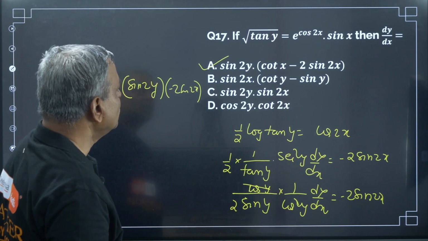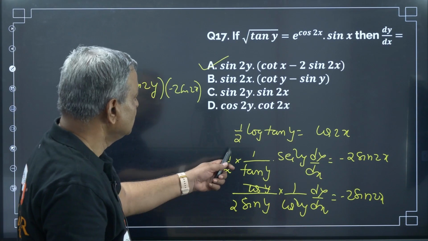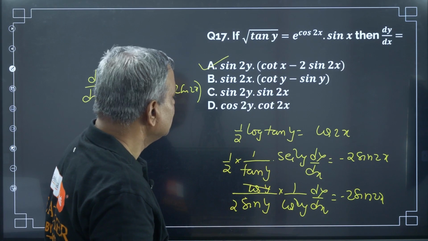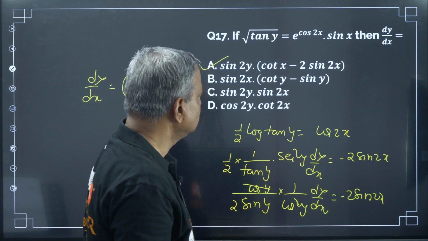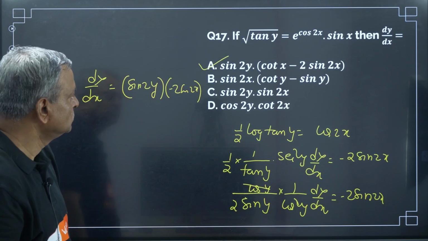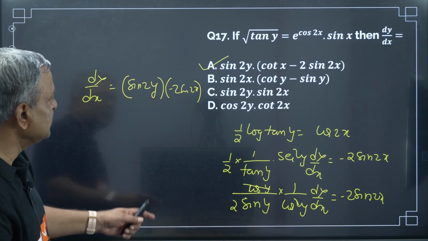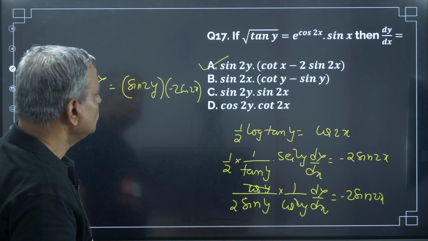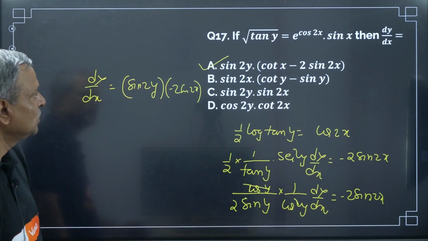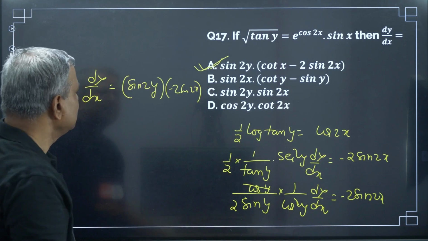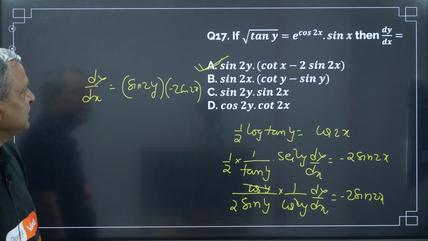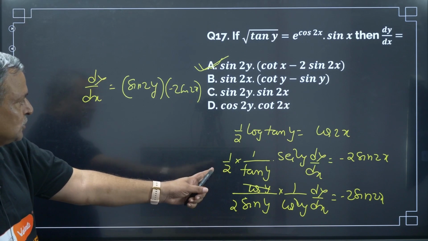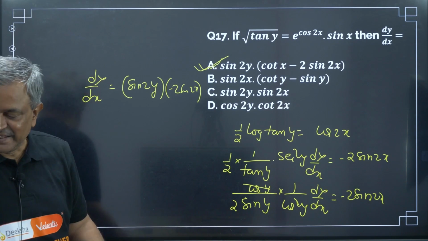Okay, cot is not coming. Where will cot come? 1/2, 1 by tan y, secant square y. So this is sin 2y minus sin 2x. Okay, minus sin, cos 2x minus sin 2x. No, this is wrong. Option A is wrong. So sorry, option A won't come. Sin 2y, minus 2 sin 2x, minus sin 2y, a minus sign will come. Check, have no mistake at all. No mistake. So the option with the minus sign will come.